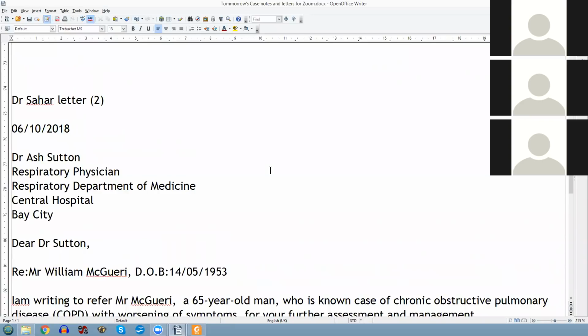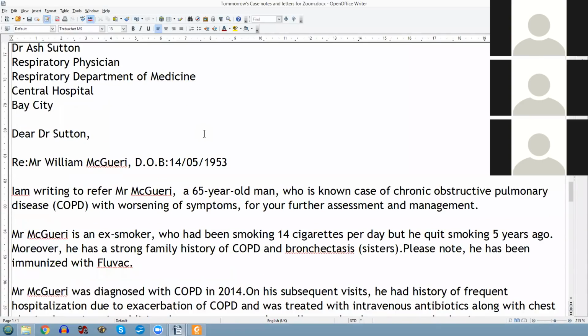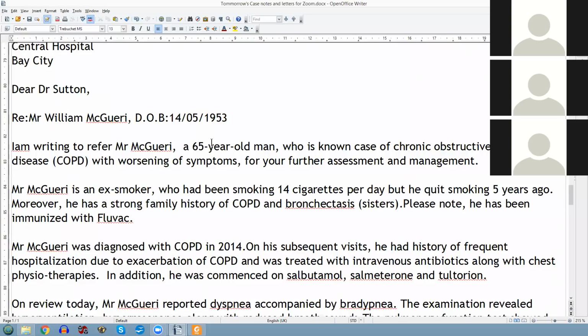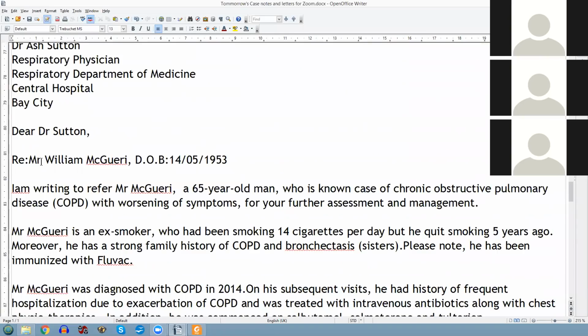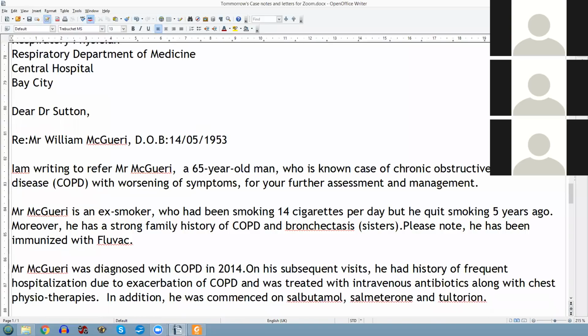Dr. Sahar, let's have a look. Dr. Sutton, okay, RE. I thought we were doing the Matias letters. Why do we have a different patient? Okay, well, Joseph, are you there? Why do we have a different letter included here?